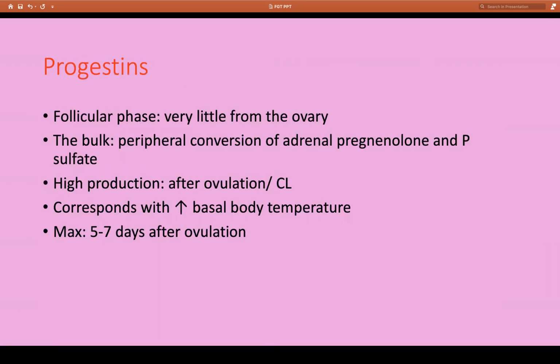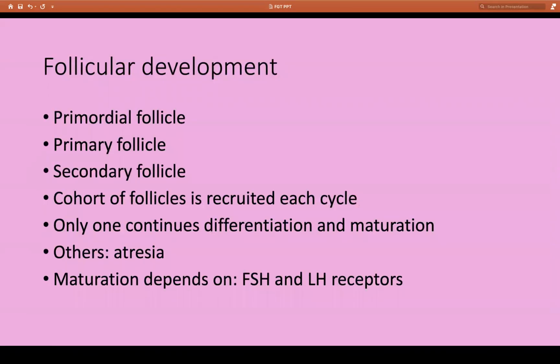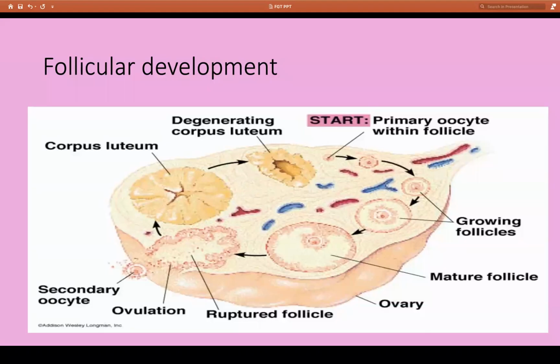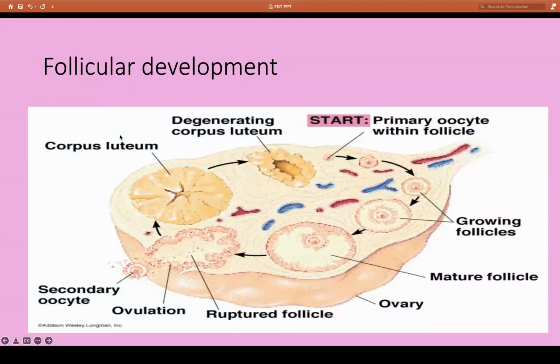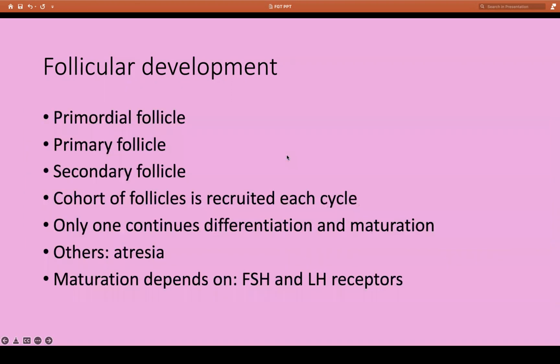We will not go into detail on steroidogenesis. Progestins we already discussed; they are needed in the second half of the cycle. Then follicular development, how it happens from the primordial follicle. You can see here, the primordial follicle converts into a primary follicle, then a mature follicle, and then ovulation happens and the ovum is released. The follicle disintegrates into the corpus luteum with fatty changes. If pregnancy happens, it continues to grow and release progesterone. But if pregnancy does not happen, it disintegrates and makes the corpus albicans.